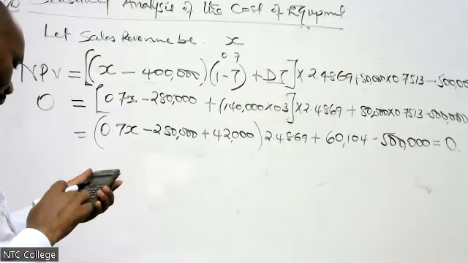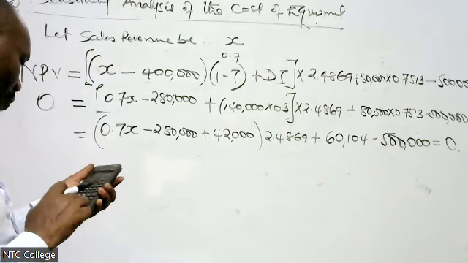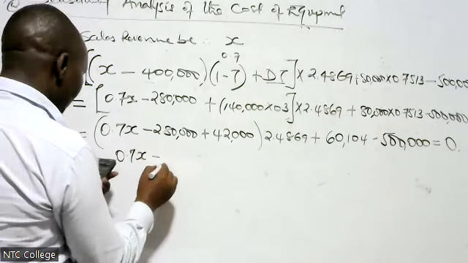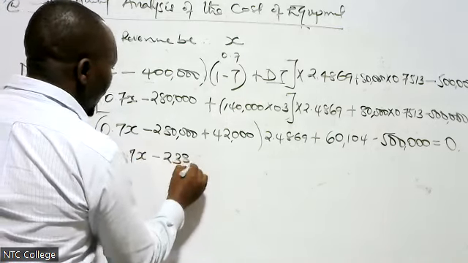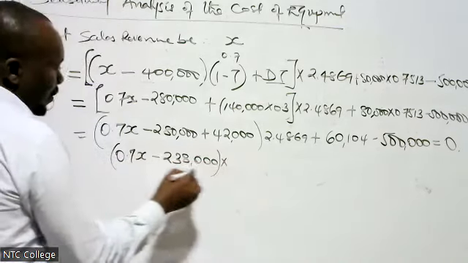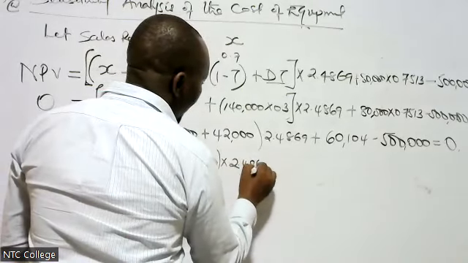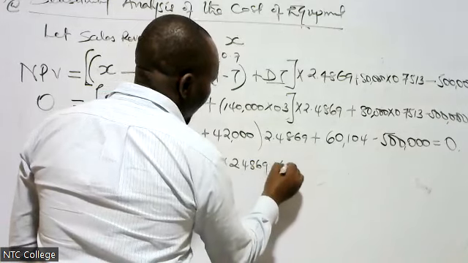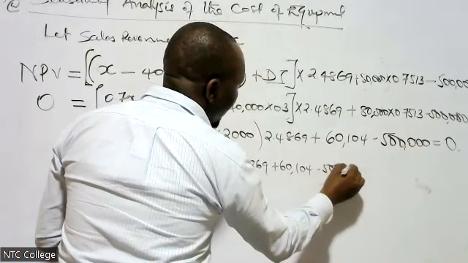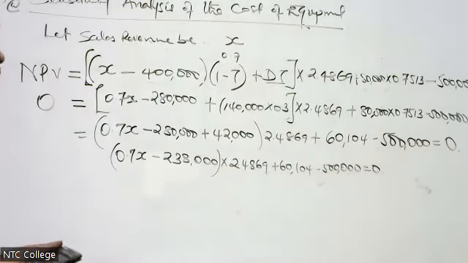So this one is a negative 280 plus 42. We are getting negative, so we have 0.7x minus 238,000 times 2.4869 plus 60,104 minus 500 is equal to 0. Right?